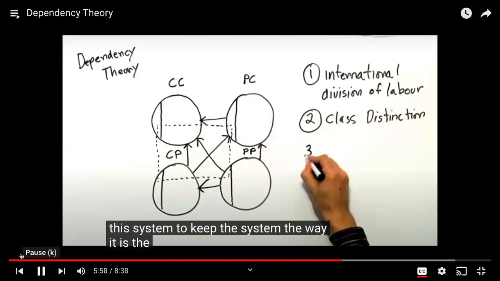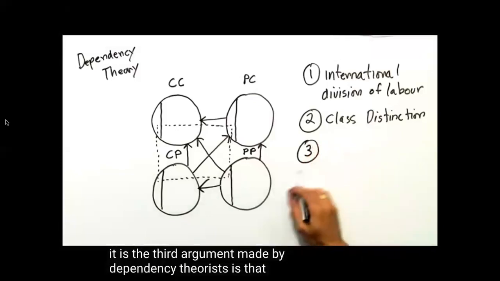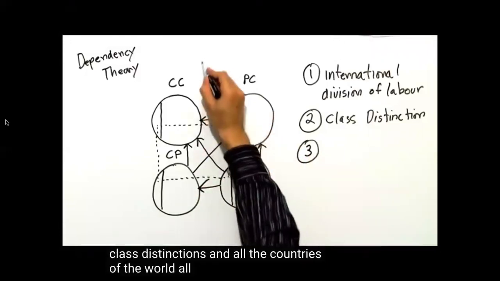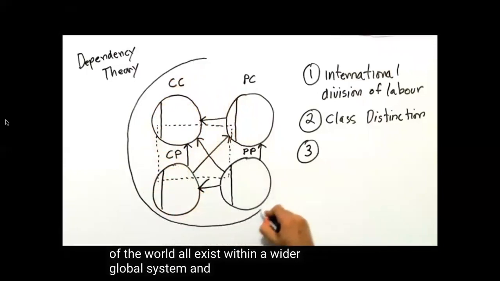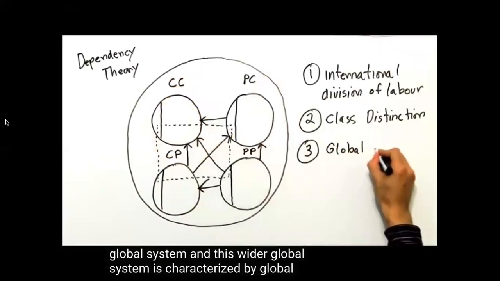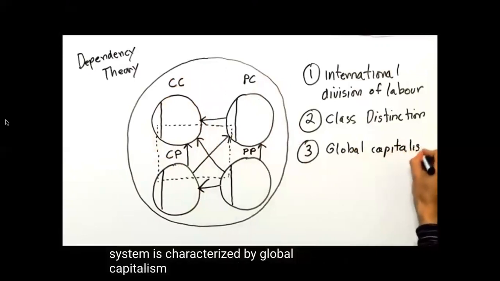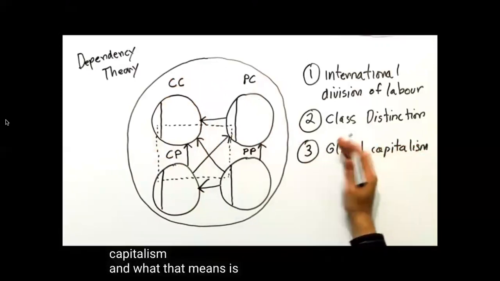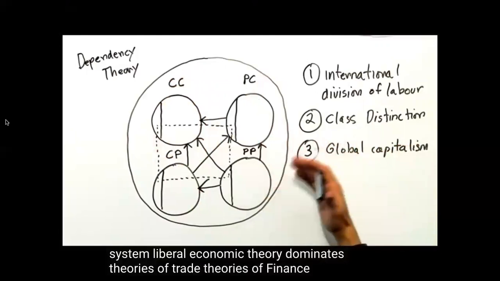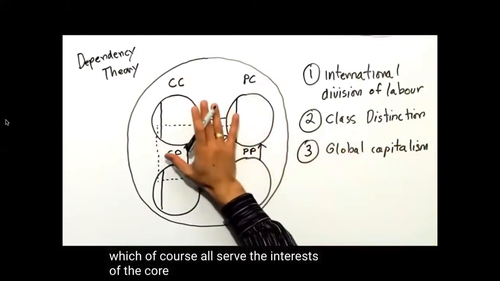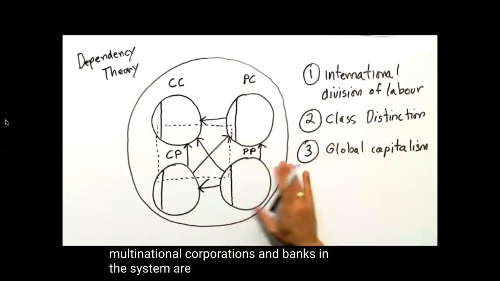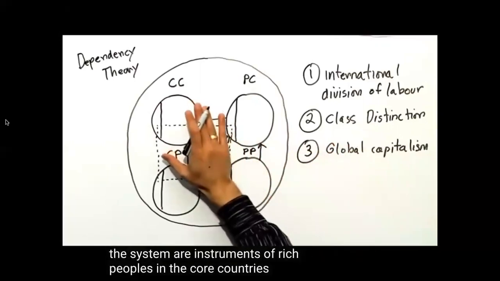All right, so third. The third argument made by dependency theorists is that all of these structures, the international division of labor, the class distinctions in all the countries of the world, all exist within a wider global system. And this wider global system is characterized by global capitalism. And what that means is that in this system, liberal economic theory dominates. Theories of trade, theories of finance, which of course all serve the interests of the core countries. In addition, multinational corporations and banks in this system are instruments of rich peoples in the core countries.